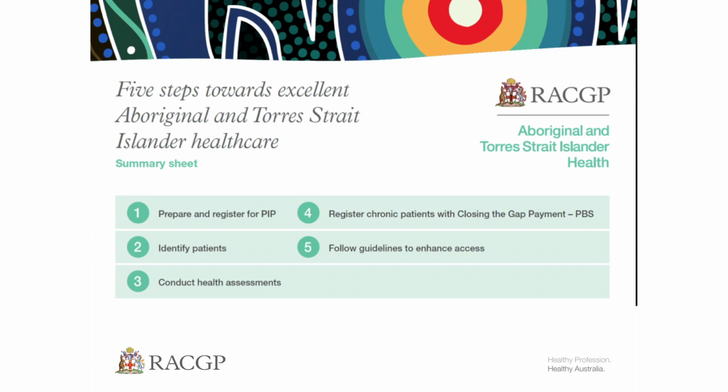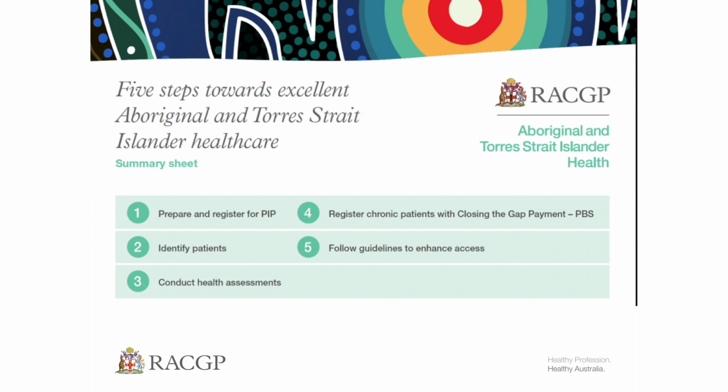Essentially, the first step is to prepare your practice and register for the Indigenous Health Practice Incentive Payment. Even with the changes to the PIP program that are suggested, it looks like the Indigenous Health Practice Incentive Payment will be remaining. The second is crucially to identify which of your patients are Aboriginal and Torres Strait Islander patients, and sometimes that's not obvious, but we'll be saying exactly why that's important as we go through.